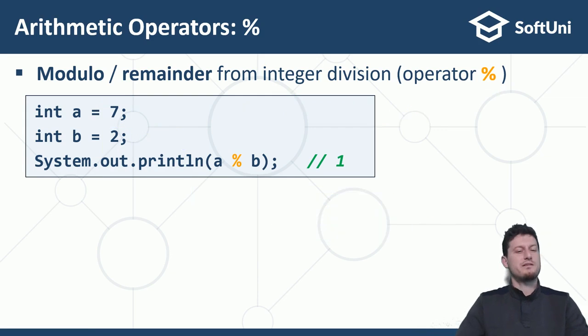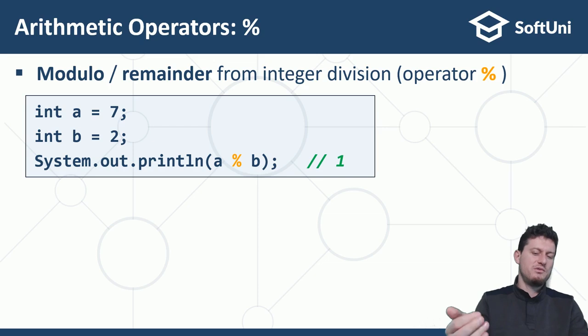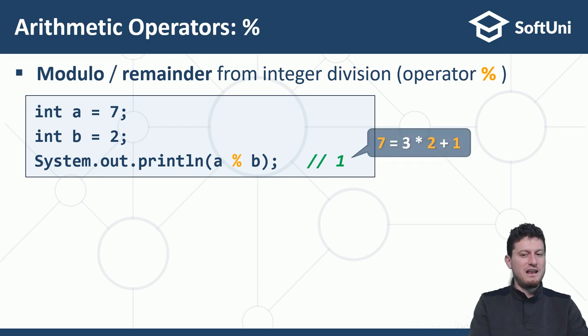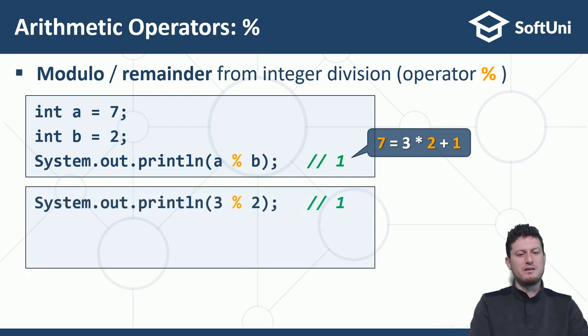It is the remainder. It's a math concept, so I cannot explain it better than the mathematicians, and you should be familiar with it from school math lessons. So 7 is 3 multiplied by 2 plus 1. 3 is the division result and 1 is the remainder.